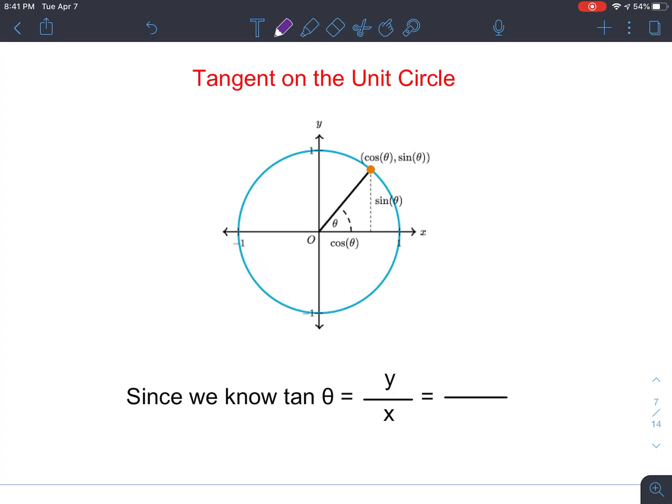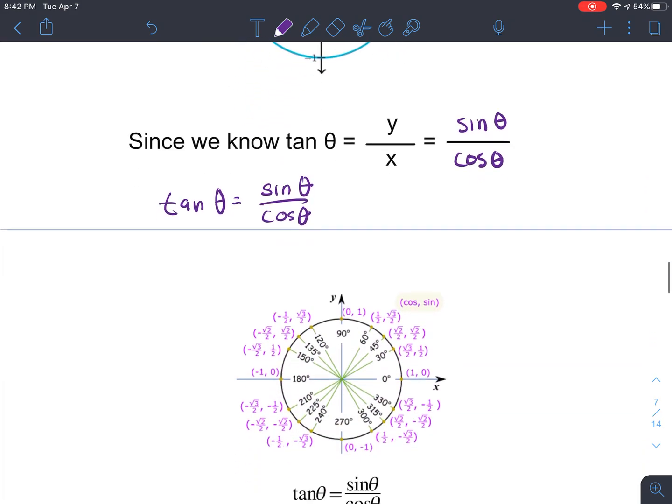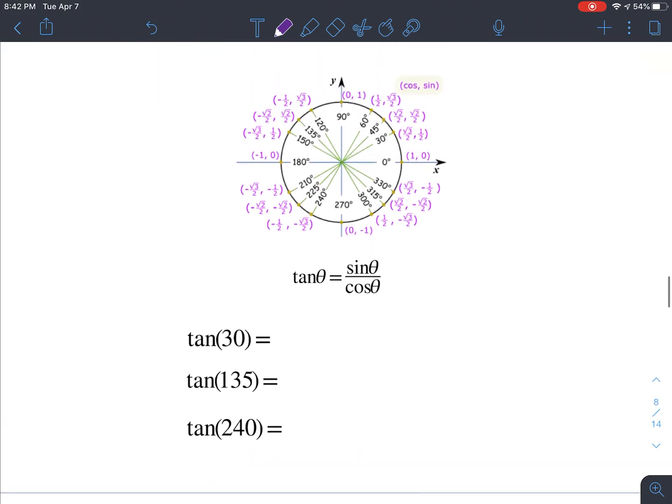Okay. So the last thing we need to talk about that we've been neglecting is the tangent. How do we find the tangent when we're on the unit circle? Well, since we know on the unit circle y is equal to sine and x is equal to cosine, and since we also know tangent is equal to y over x, that means tangent of an angle is going to be equal to sine over cosine. So if we are given a point on the unit circle, we can just do a simple calculation to find the tangent. For instance, tangent of 30.